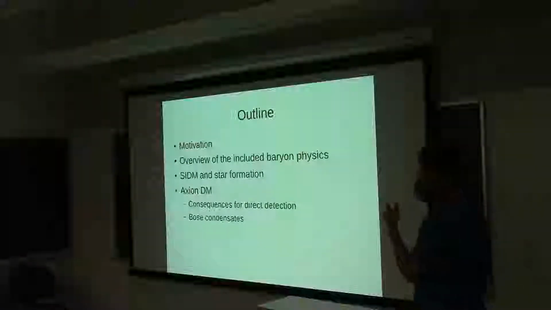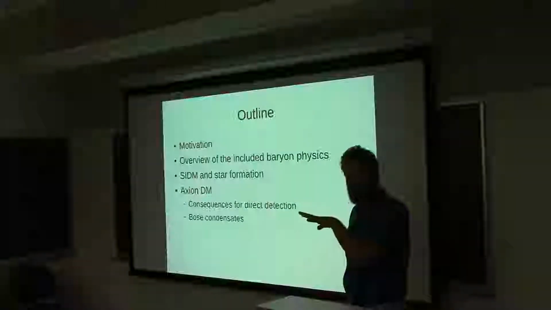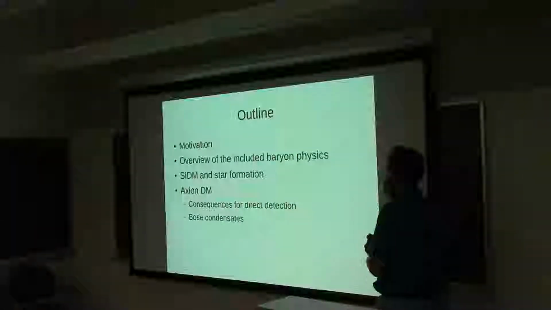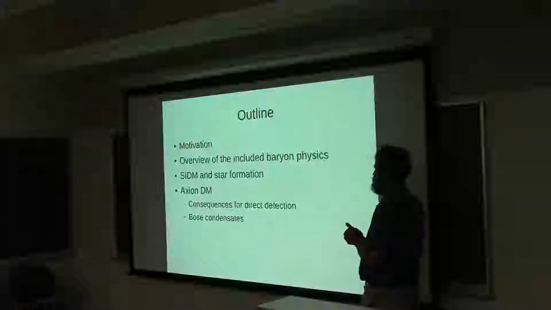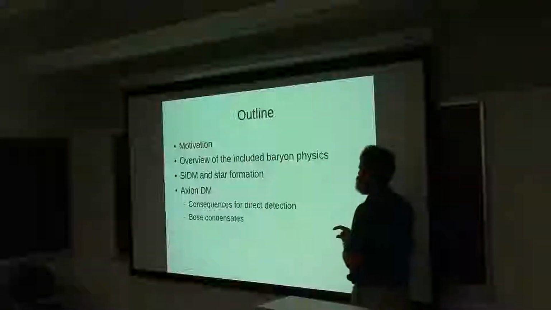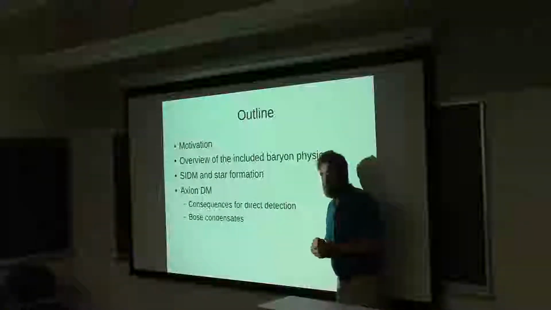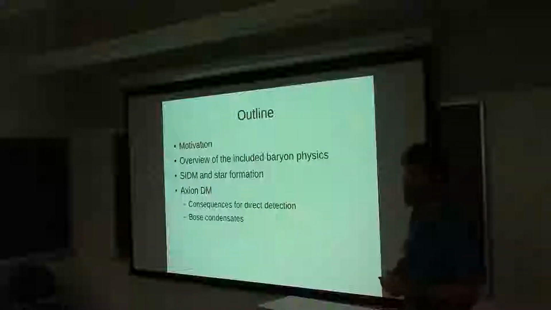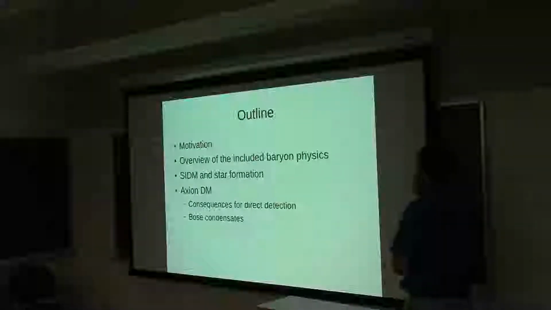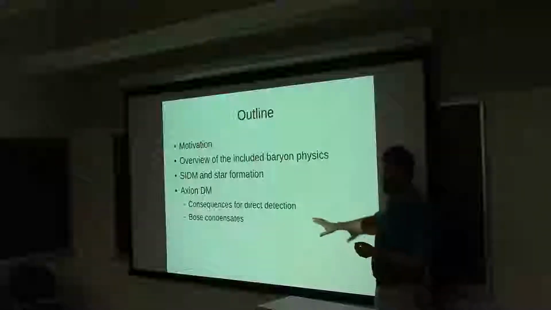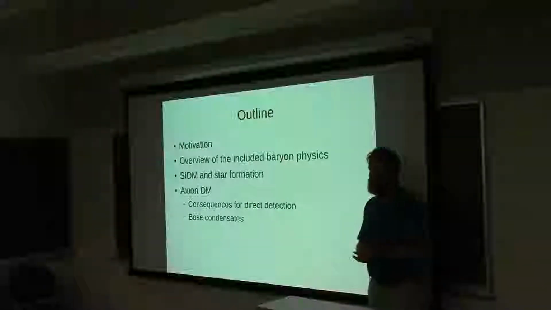So what I'm going to talk about, I'm just going to give a little short motivation, which I think would be appropriate for this audience, and then talk about the baryon physics that I do include, and then I'm going to have two sections. First, talking about self-interacting dark matter and how that plays out once you include the effects of star formation. And then second, I'm going to talk about axion dark matter, particularly the QCD variety of axion dark matter.